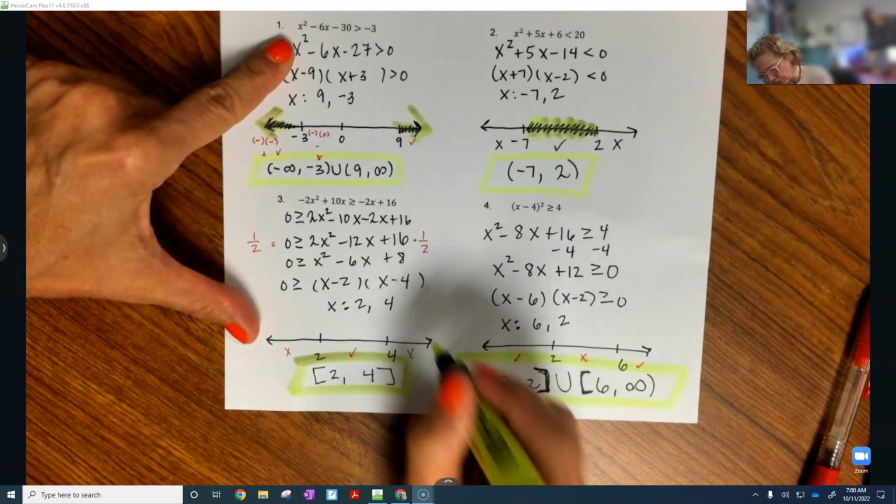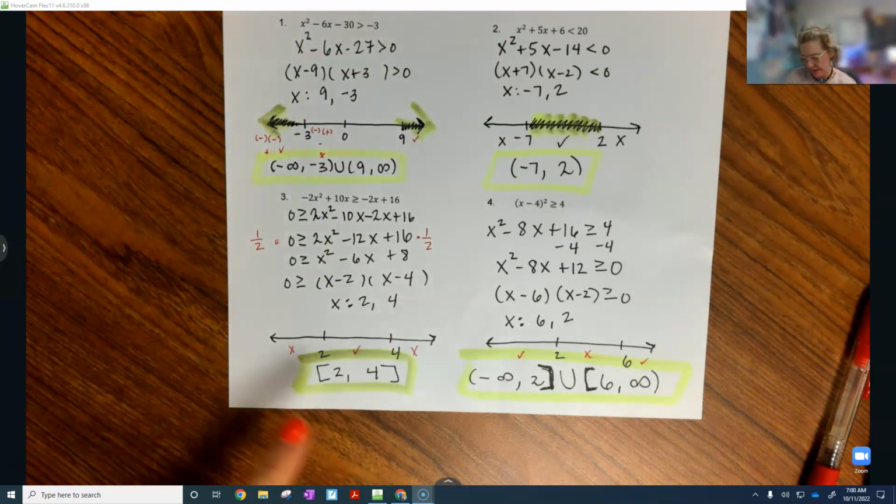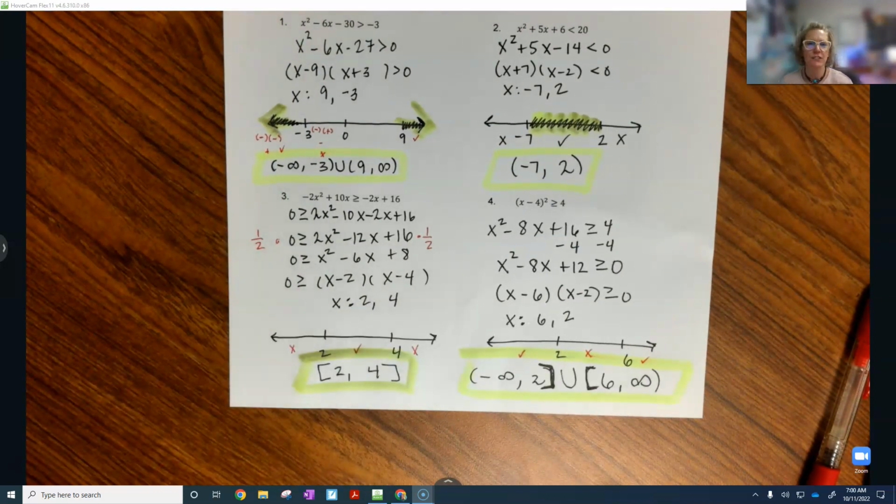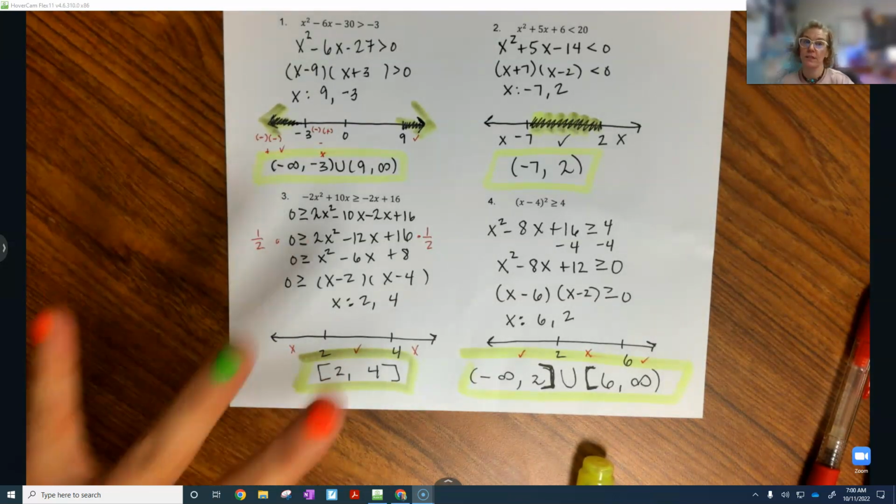Just remember to check your number line, make a check if it's true, make a little X to remind yourself it's not, and then please write your answers in interval notation and please box them in.